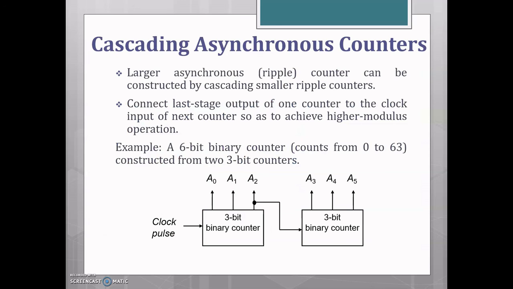And we can cascade smaller asynchronous counters to construct larger asynchronous counters. This figure shows a 6-bit counter constructed from two 3-bit counters. The output of the last flip-flop is acting as a clock for the next counter. Since it is a 6-bit counter, it counts from 0 to 63.